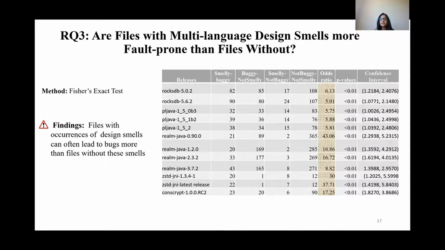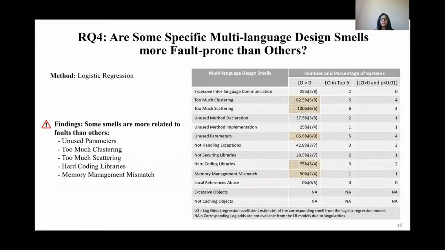As we can see here, we have an odds ratio of more than 1 with a significant p-value, which indicates that files with multilingual design smells often lead to bugs more than files without these smells. Regarding the fault proneness of each specific type of smell, we applied logistic regression models, and we can observe that the most fault-prone design smells are unused parameter, too much clustering, too much scattering, hard coding library, and memory management mismatch, as we can see in this table.